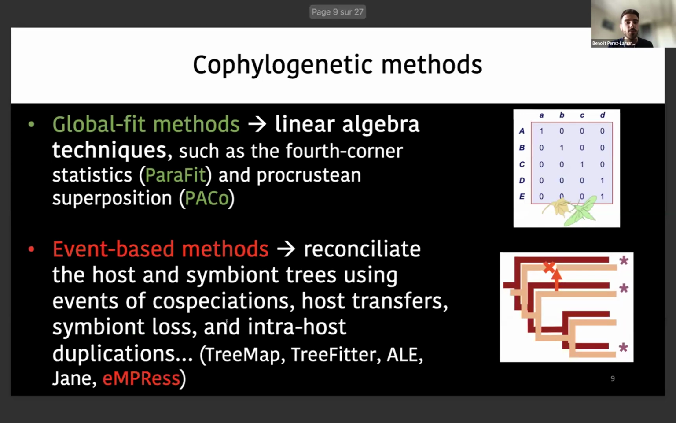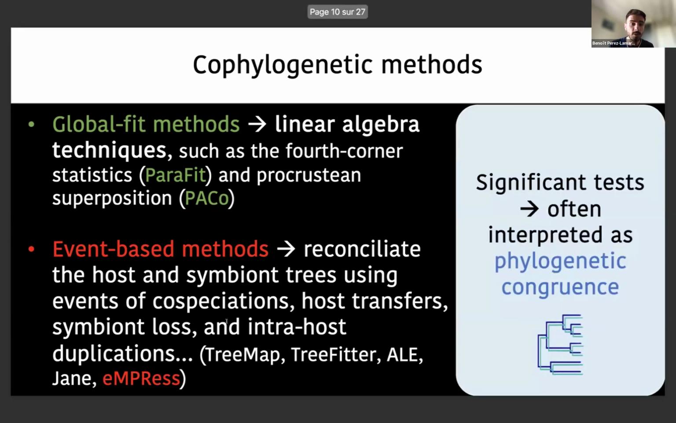And the second type of methods are the event-based methods. They are models that try to reconcile the symbiont and the host phylogenetic trees using events of co-speciation, host transfer, duplication, and losses. There are a variety of different event-based methods, such as Empress, that I will focus on during this presentation.